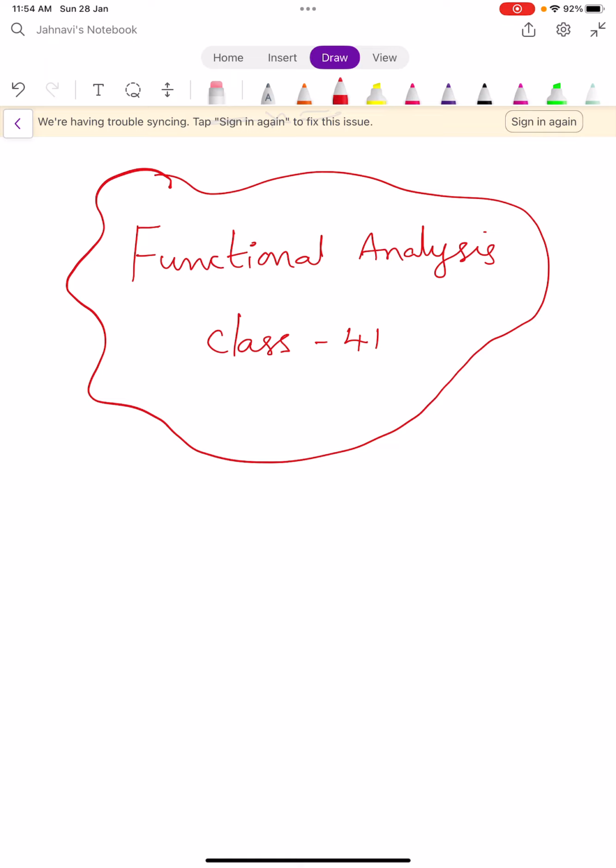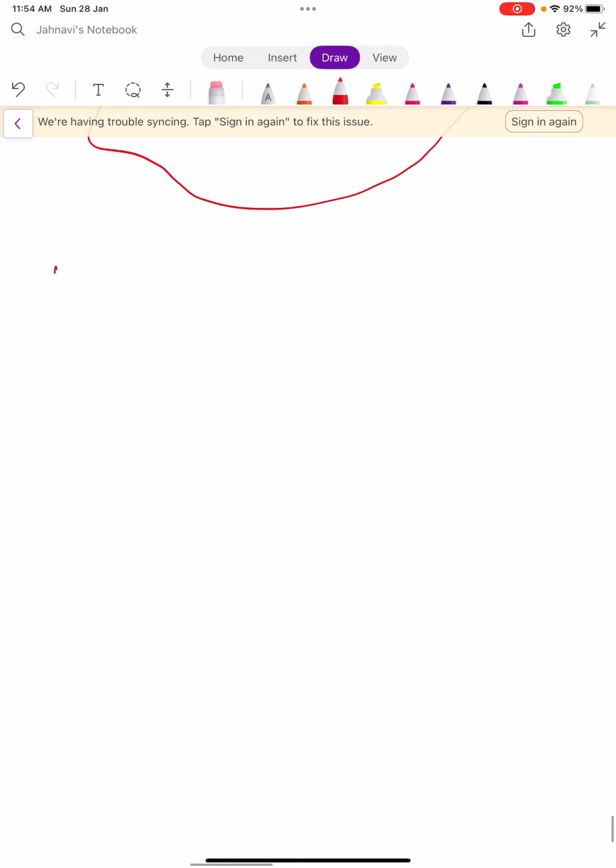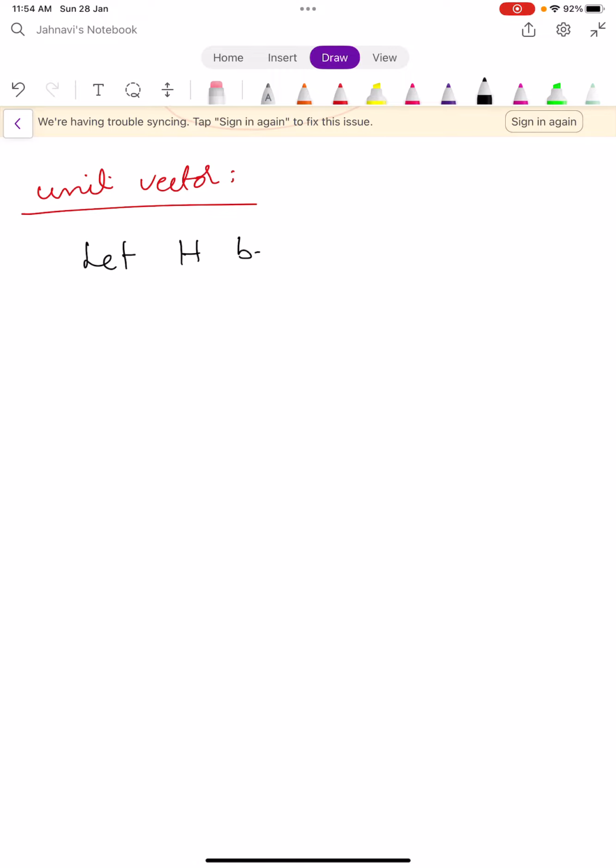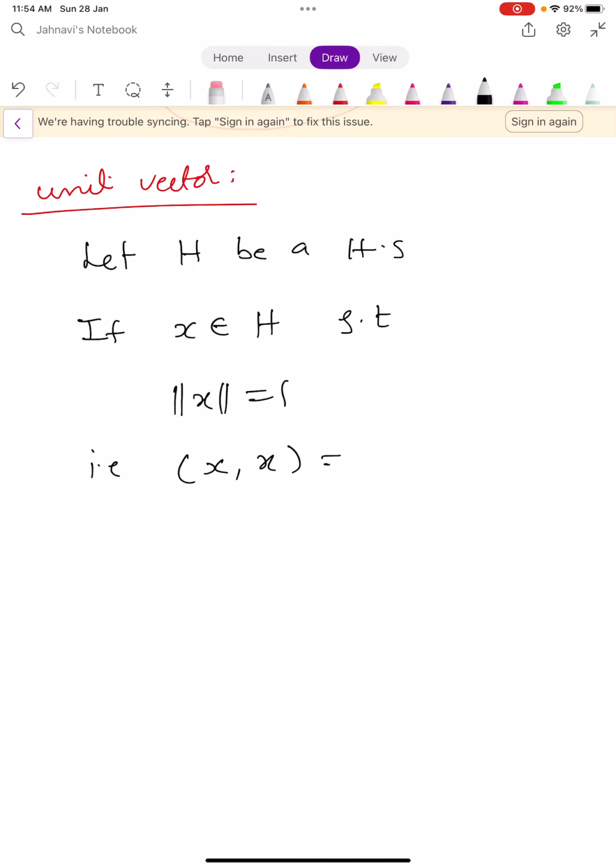Let us see the first definition, unit vector. Everybody knows this definition, but in terms of Hilbert space, we learn this. Let H be a Hilbert space, and take an element x belongs to H such that norm x is equal to 1. It means inner product of x comma x is equal to 1. In such a case, the vector x is called a unit vector in H.